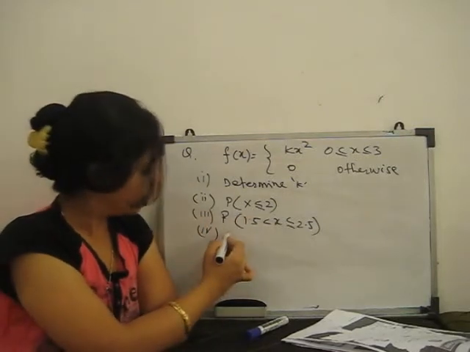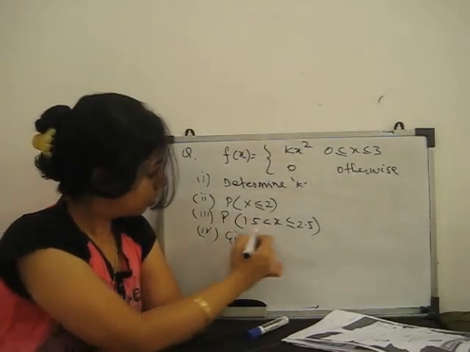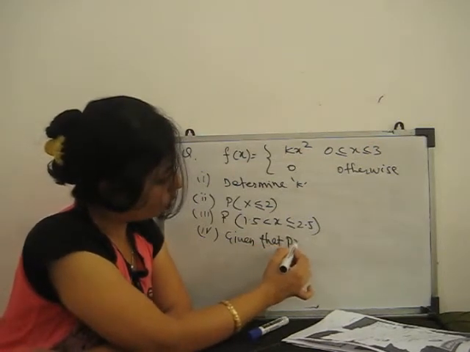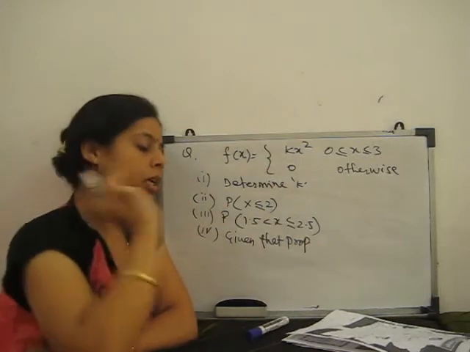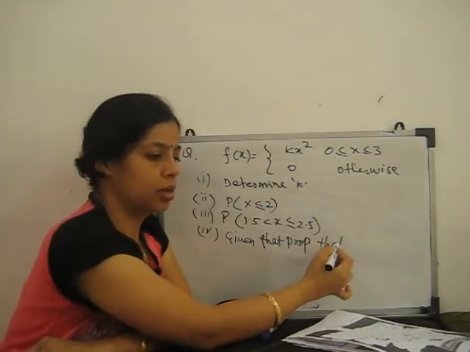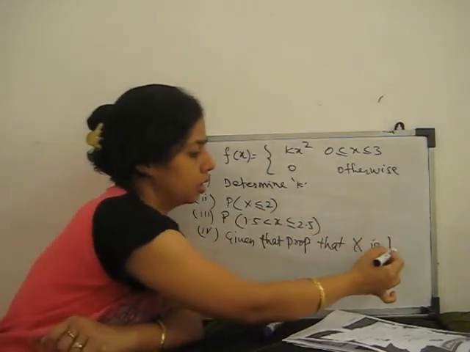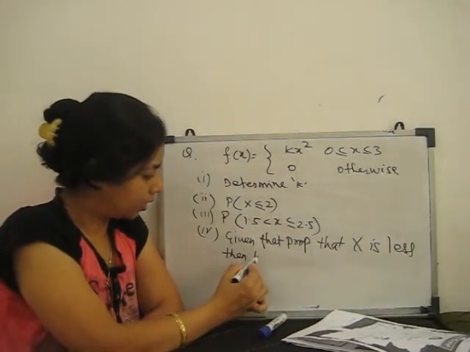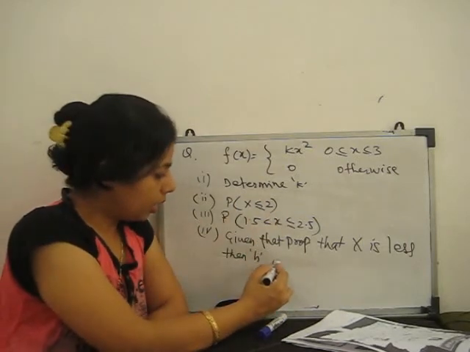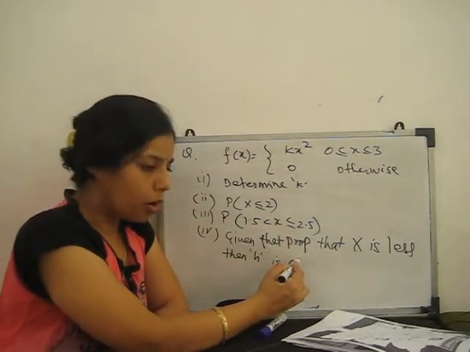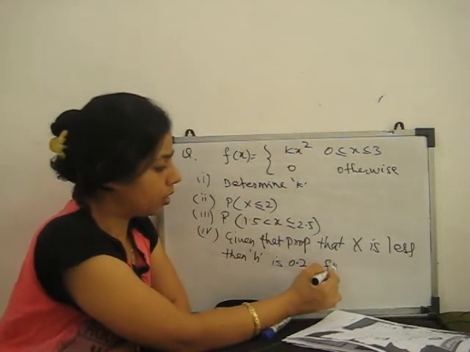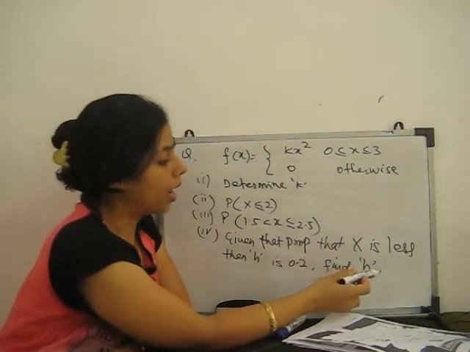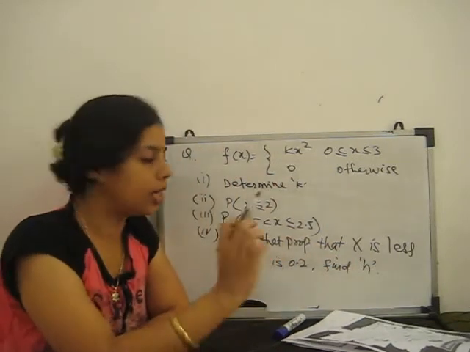And the fourth is given that the probability that x is less than h is 0.2. Find the value of h correct up to 2 or 3 decimal places.